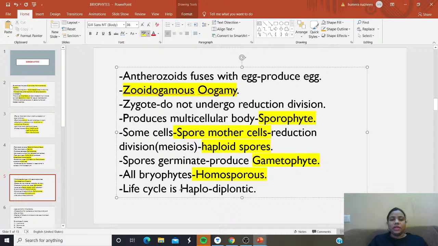And how is the life cycle in bryophytes? It is haplodiplontic. The antheridium is the male sex organ, the archegonium the female sex organ, and zooidogamous oogamy is there. The zygote does not undergo any reduction division and produces a multicellular body called the sporophyte. Some cells become spore mother cells and undergo reduction division, meiosis, and haploid spores are produced. These spores germinate to produce the gametophyte. All bryophytes are homosporous, and the life cycle is haplodiplontic.